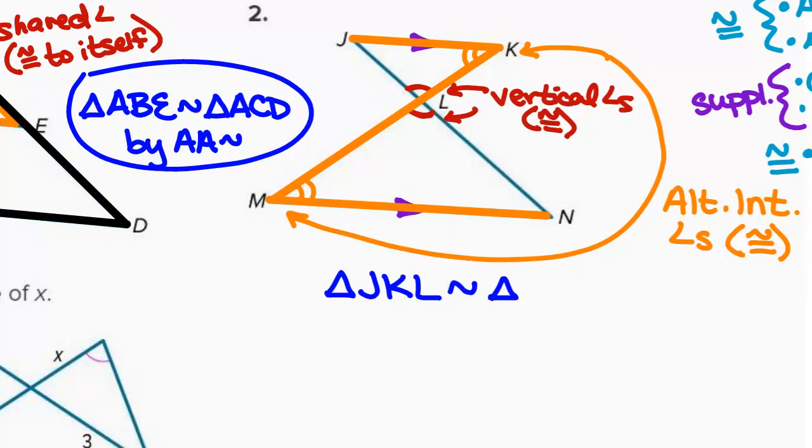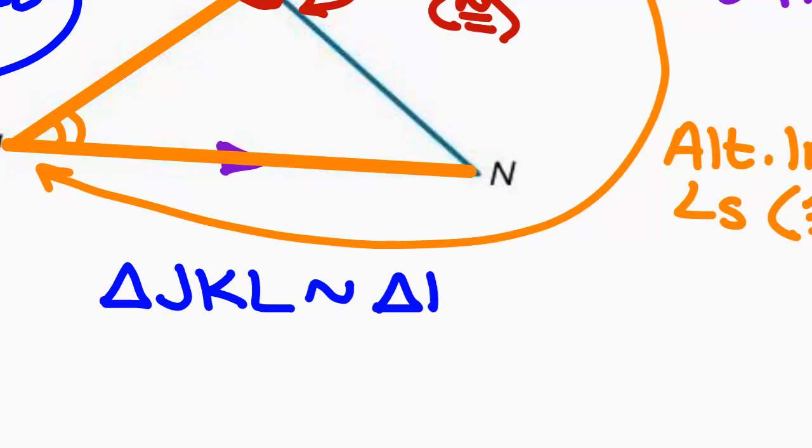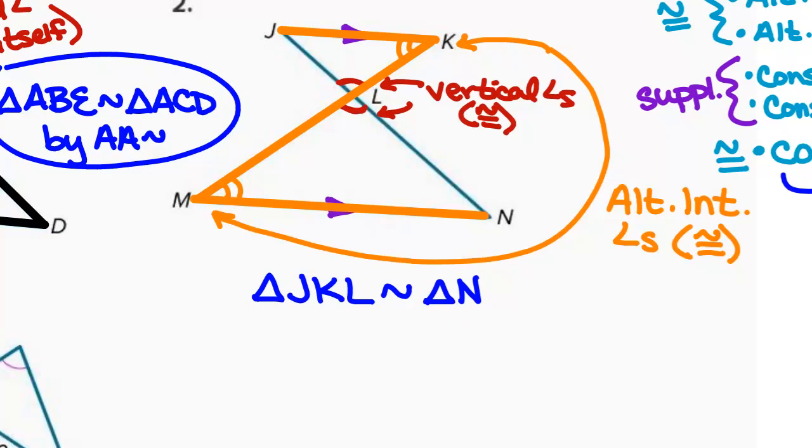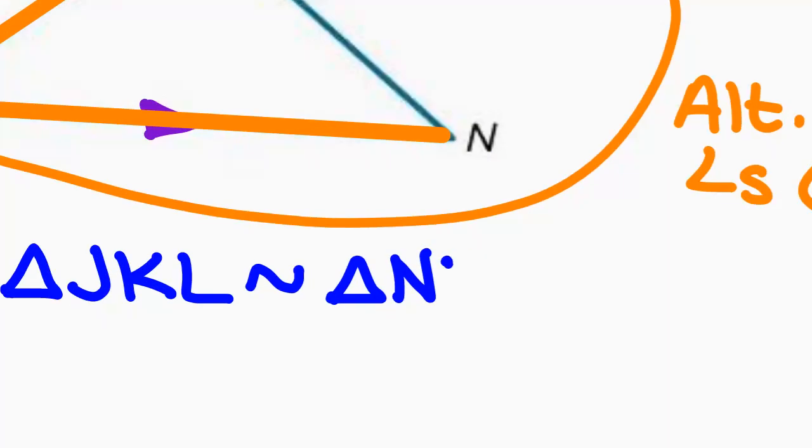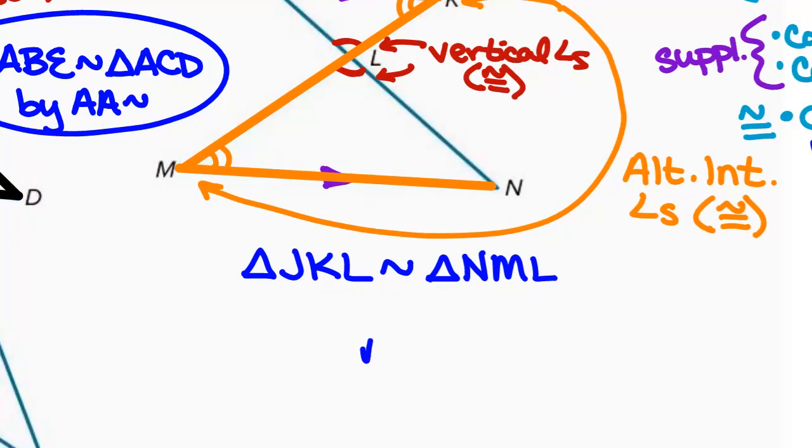Triangle JKL is similar to, angle J would be congruent to what angle on the bottom triangle? N. What about K? M. And L? Not necessarily to itself, because it's not the same angle L, but it's angle L on the top triangle to angle L on the bottom triangle.